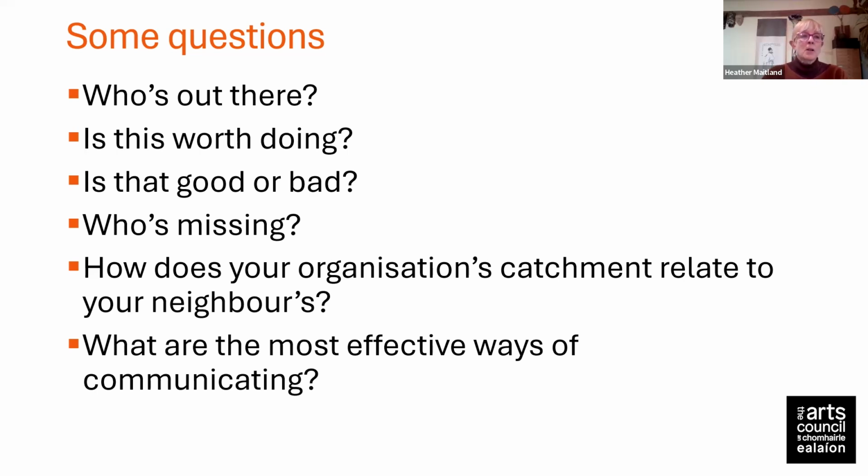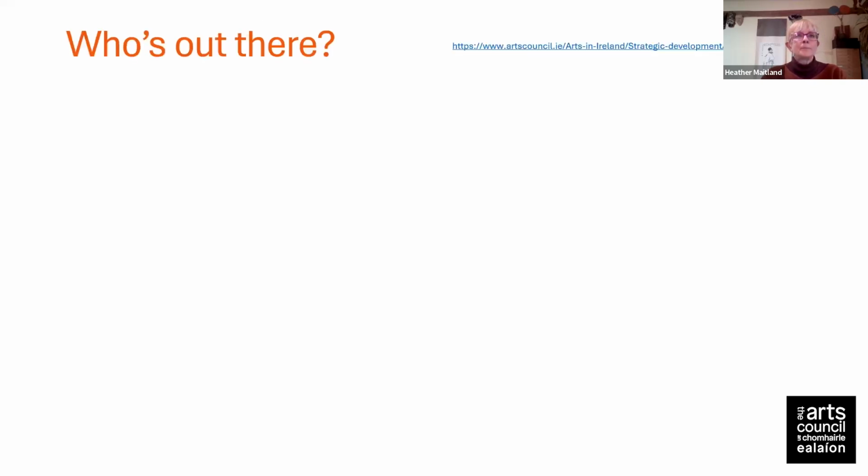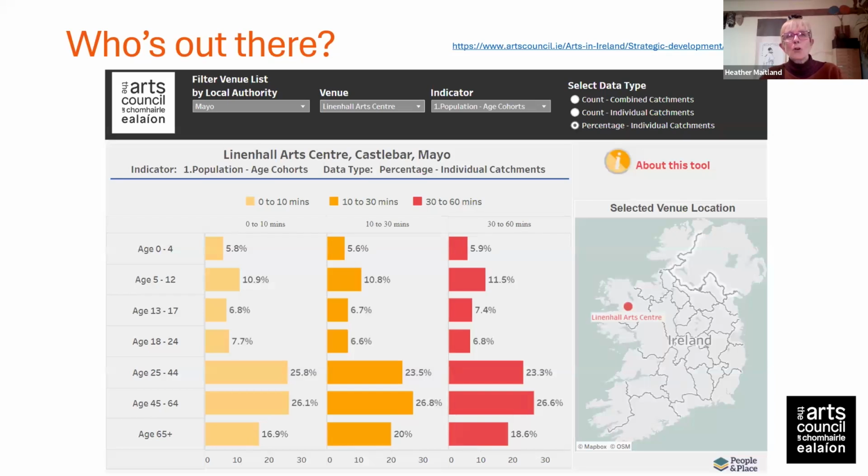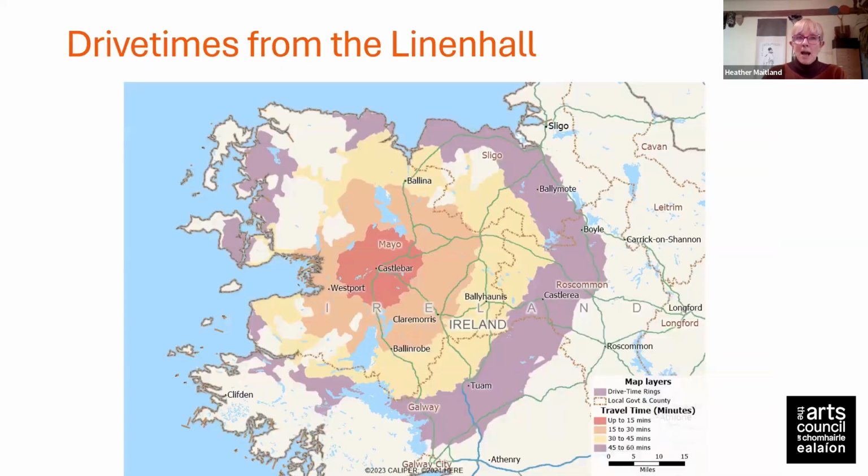And here are just some of the questions mapping your audience could help you with. Let's look at the first one. Who's out there? We can explore who's out there, but how do we spot what's useful? Here's the Linen Hall Arts Centre in Mayo. The first thing we need to do is check what the drive times look like on the downloadable map for your organisation, which you'll find in the back booklet.